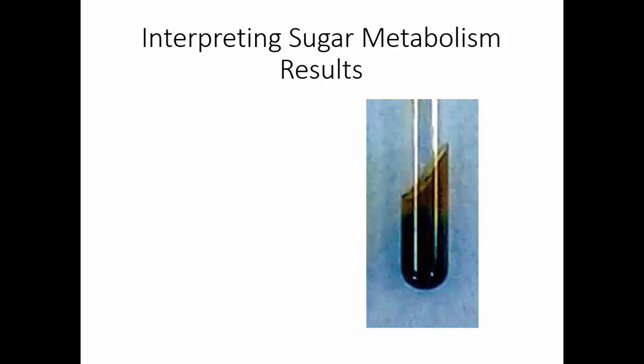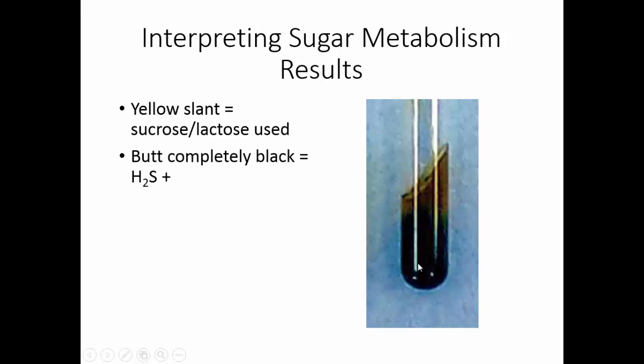In this tube, we can clearly see the yellow slant, telling us that sucrose and or lactose was used. But the butt is so heavily covered with hydrogen sulfide that we really can't tell if the butt is yellow or red. This is reported as A/H2S to indicate that we had acid conditions on the slant, but in the butt we had such excessive hydrogen sulfide production we could not read the sugar reactions.